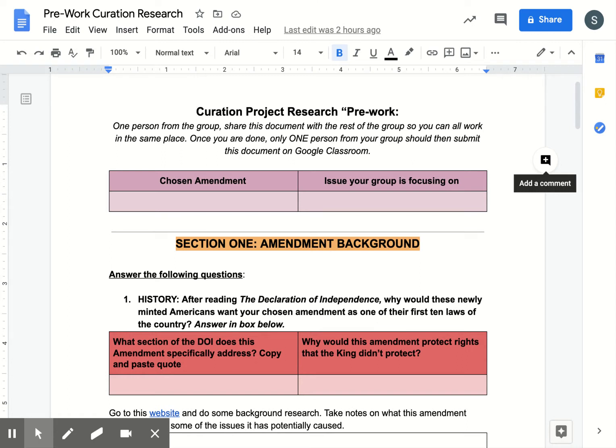Last class, you went through the entire Bill of Rights, and you and your group chose one amendment that is the most interesting to you, and potentially talked about issues that might arise from that. So, you're going to just simply write your chosen amendment down here. If you chose the First Amendment, then put First Amendment. And if you don't necessarily know what issue your group is focusing on yet, that's okay, just leave it. And if you do, if you know that you really want to work on the idea of freedom of speech and that being a common issue in today's world, then put freedom of speech down. But again, if you don't know yet, don't worry about it.